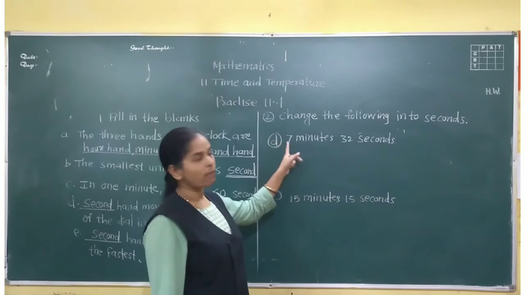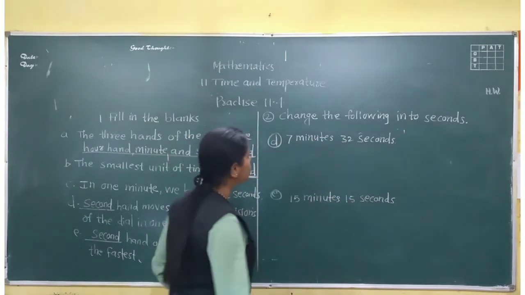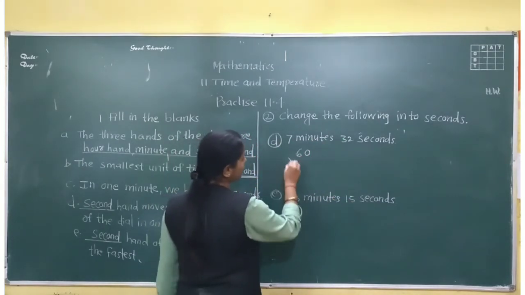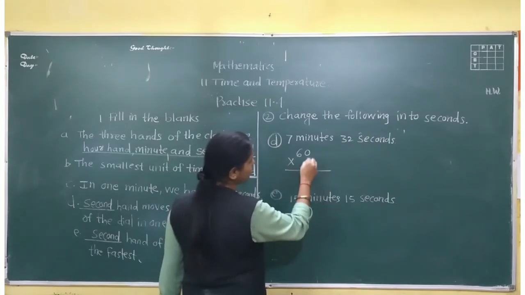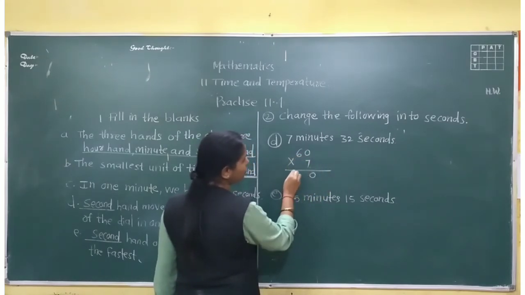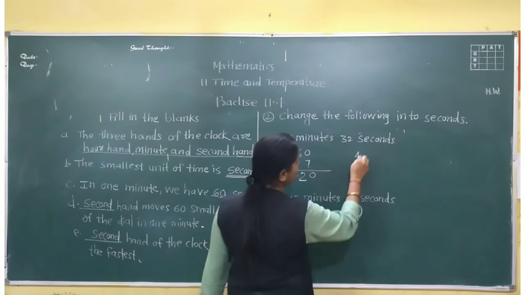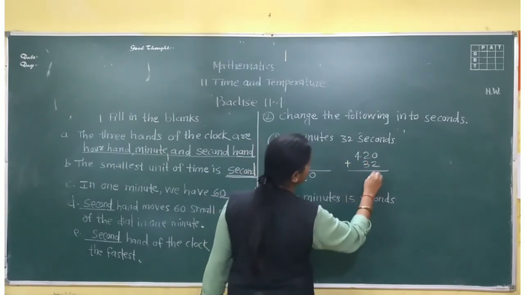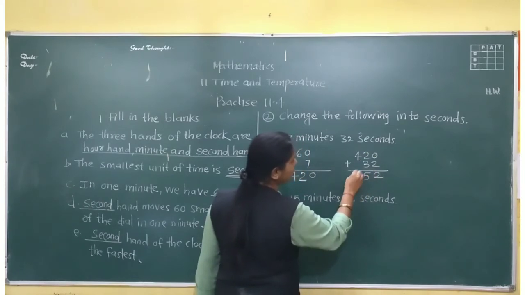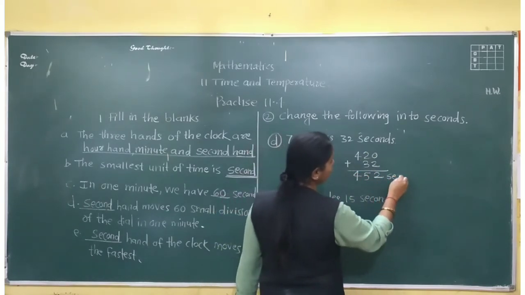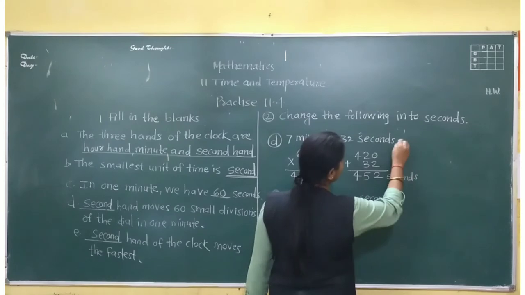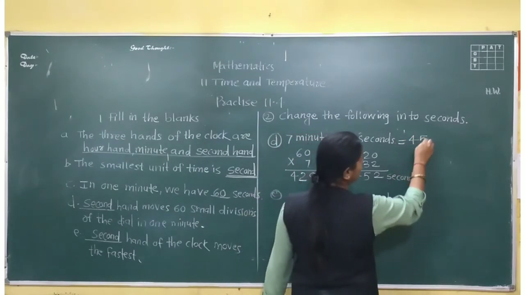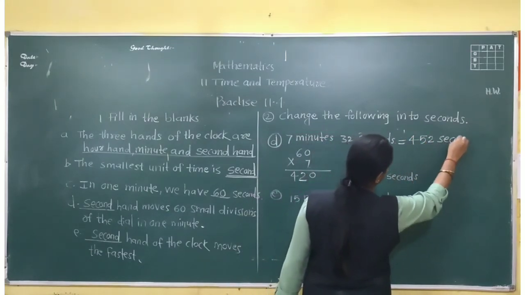D. 7 minutes 32 seconds. So multiply 60 by 7 minutes. 6 sevens are 42. 420 seconds, add 32. 3 plus 2, 5. That is 452 seconds. Okay, how many? 452 seconds.